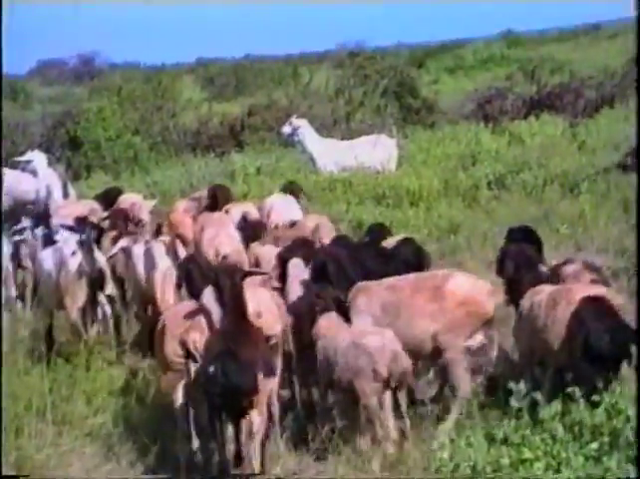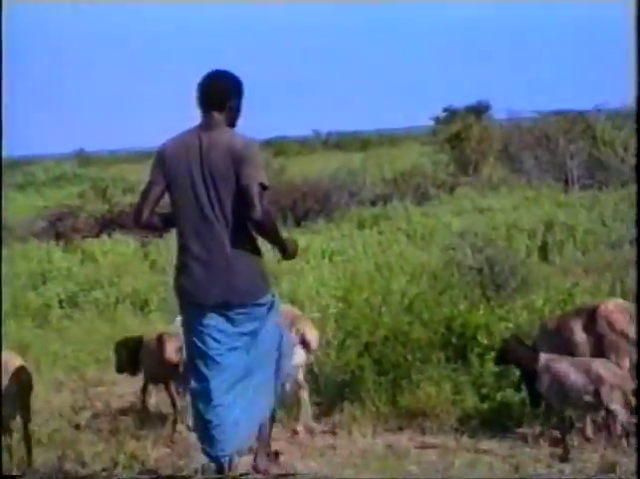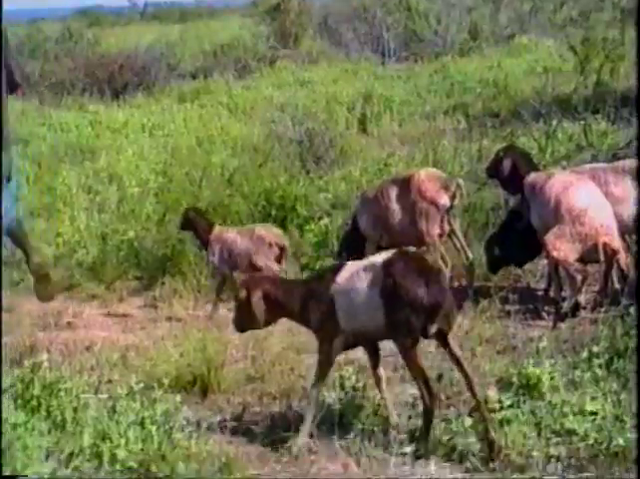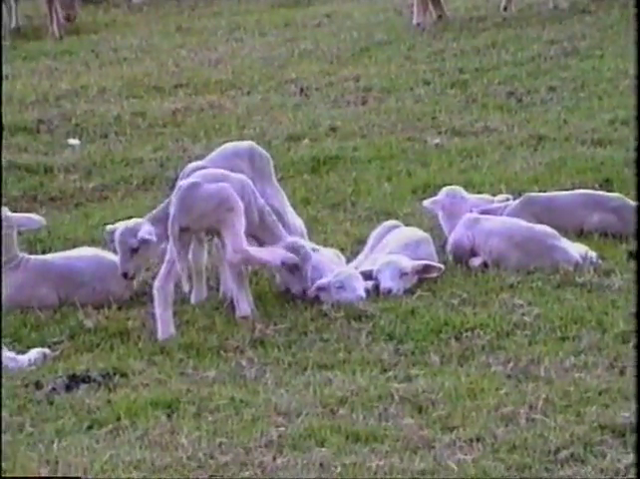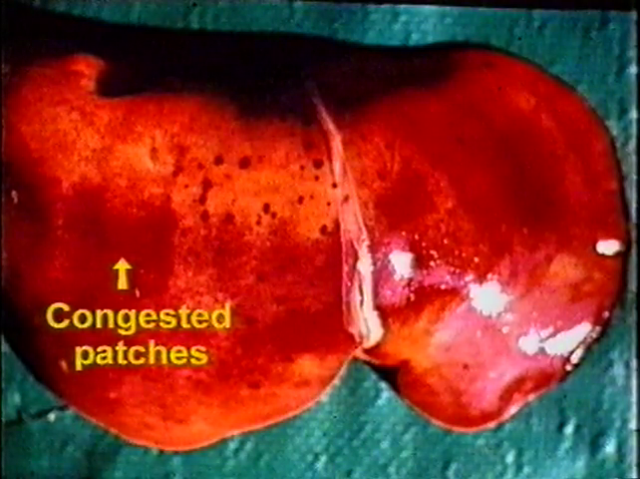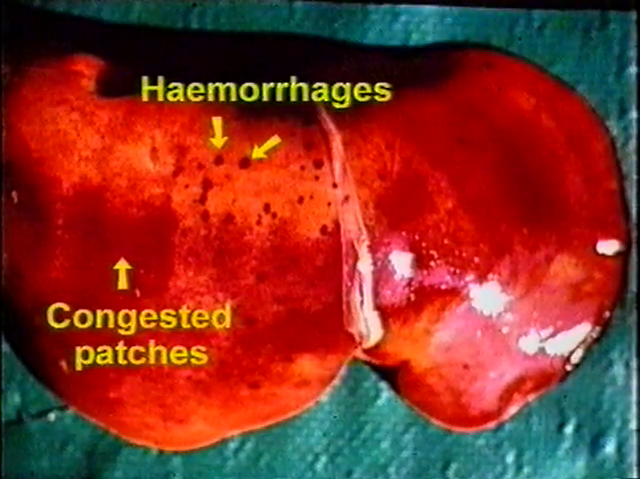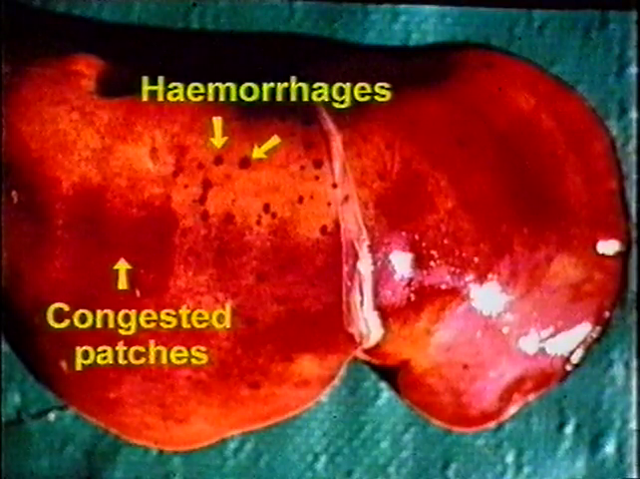The hepatic lesions of Rift Valley fever are essentially similar in all domestic animals and humans, varying mainly with the age of the affected individual. The most severe lesions occur in aborted sheep fetuses and newborn lambs, in which the liver is usually moderately to greatly enlarged, soft, friable, and yellowish-brown to dark reddish-brown in color, with irregular congested patches and sometimes hemorrhages of varying size scattered throughout the parenchyma.